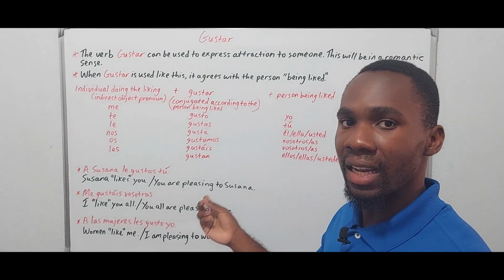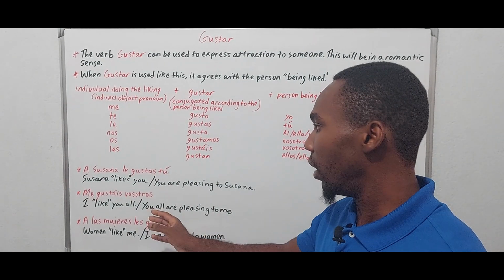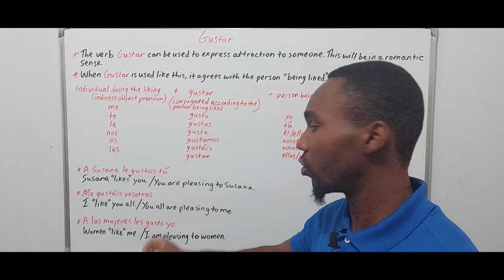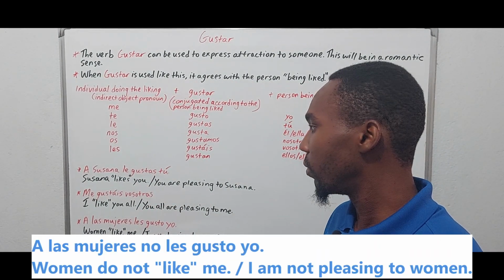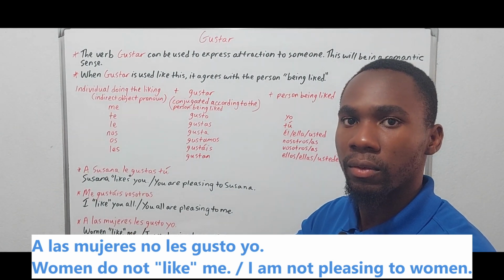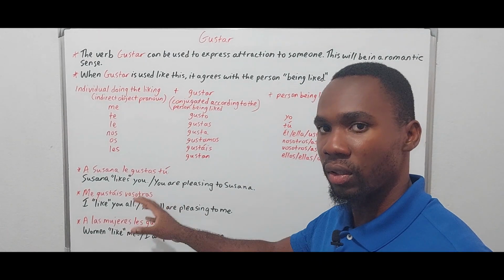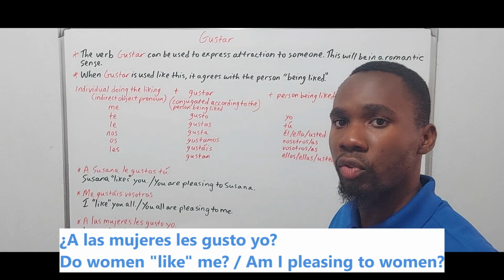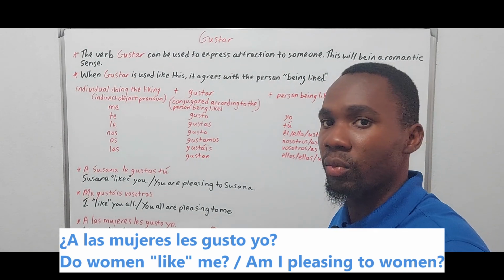if we want to make it negative, we use the same formula, right? If we want to make this negative, the no will go before the indirect object pronoun. So, a las mujeres no les gusto yo. Women do not like me, or I am not pleasing to women, right? Same formula. Same thing with questions. We just put the question marks at both ends. A las mujeres les gusto yo? Do women like me, or am I pleasing to women?